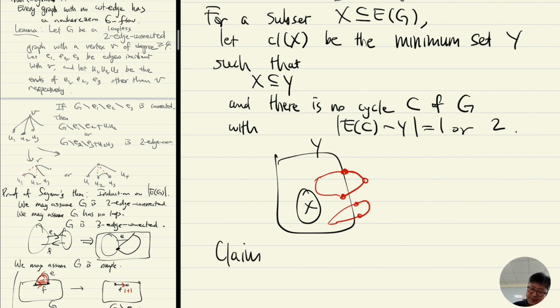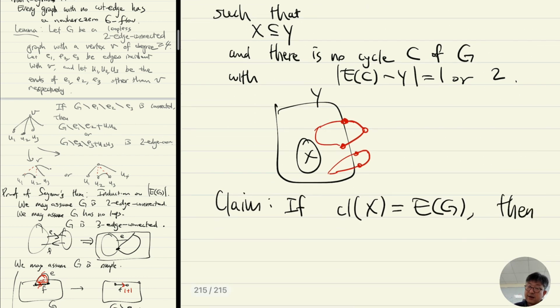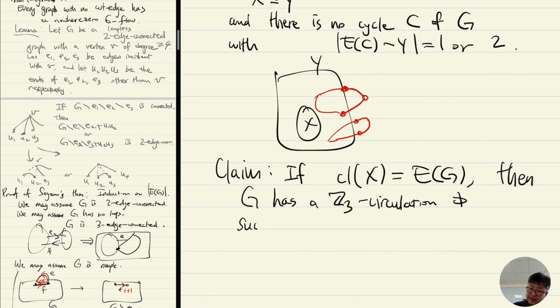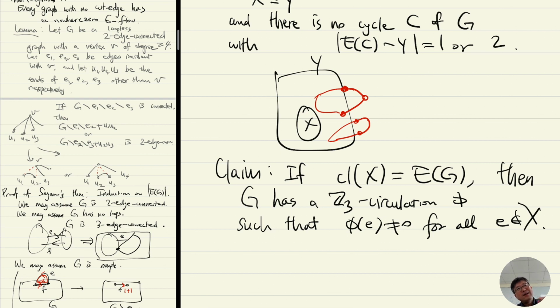Now, here's the claim. If the closure of some set X is the set of all edges, then G has a Z3 circulation phi such that phi of e is non-zero for all e outside of X. So if I happen to have a set X where you can keep adding cycles having only one or two edges outside, and eventually you can make the whole edge set, then the claim is that you have a Z3 circulation that we wanted.